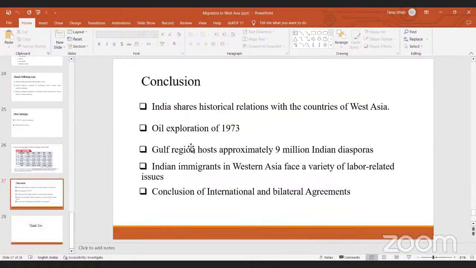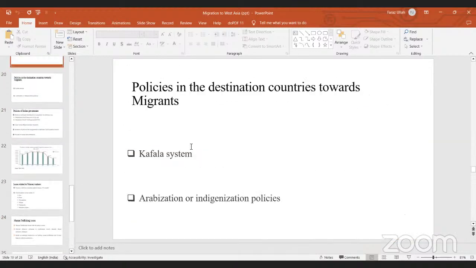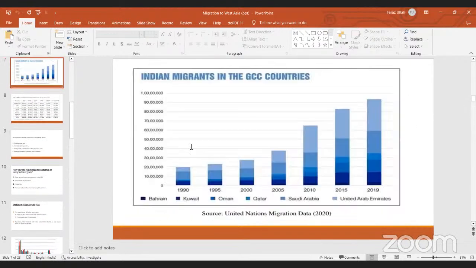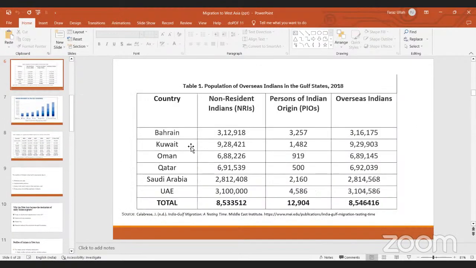So before jumping on to the conclusion, I would like to mention some of the data, like the population in 2018. As per this data, you can clearly see that overseas Indians in the UAE account for the highest, with 31 lakh overseas Indians, followed by Saudi Arabia with 28 lakh Indians in 2018, in total accounting for 85 lakhs, which is 8.5 million.